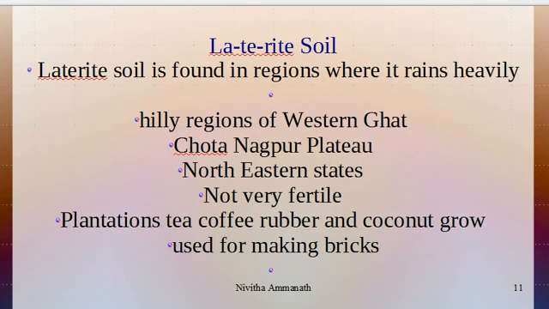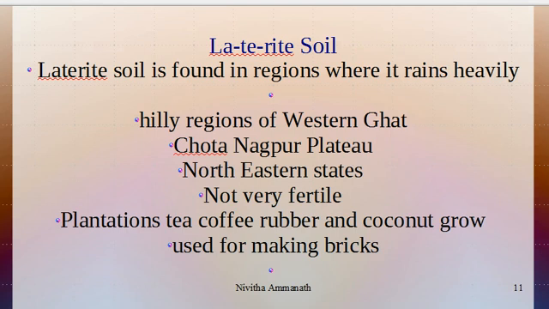Now comes the laterite soil. Laterite soil is found in regions where it rains heavily. Hilly regions of the Western Ghats, Chota Nagpur Plateau, northeastern states. It is not very fertile, but plantations like tea, coffee, rubber and coconut can be grown and it's used for making bricks. Laterite soil is found in the regions where it rains heavily because the loose soil is taken away and only the heavier gravel or the pebbles are left.